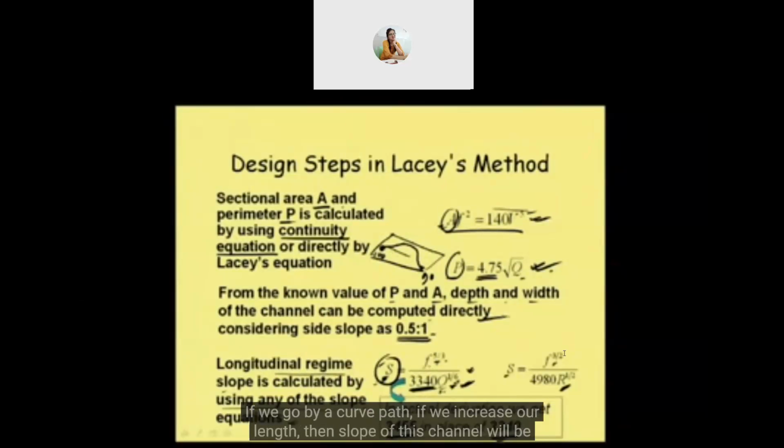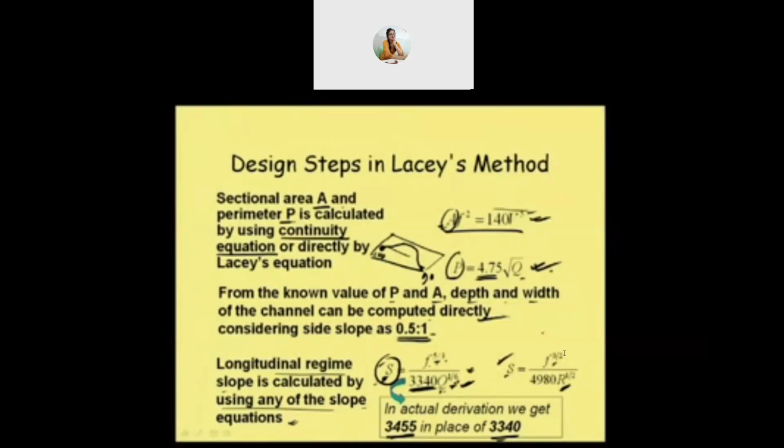If we go by a curved path, if we increase our length, then the slope of this channel will be reduced. Of course, making a curvilinear channel and a longer channel will be costlier. So many a time we need to compromise with this particular value, and then we may not achieve this value in a practical situation, but still we should try our level best so that we can have all these values as suggested by the formula, and so that we can really have a regime channel.